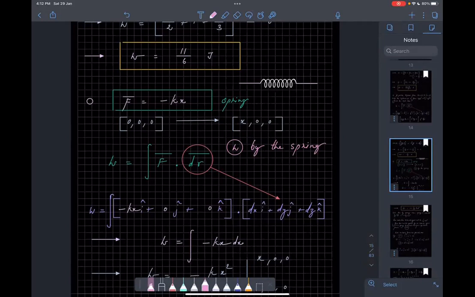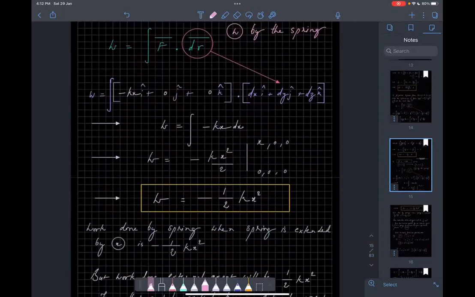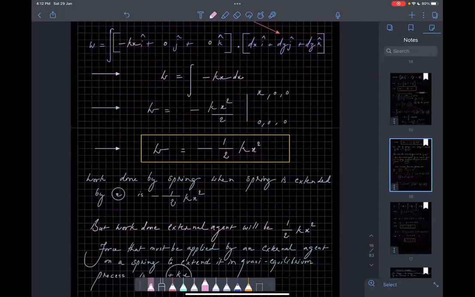Work done by the spring, by gravity, by an external agent, or net work done. Here work done will be minus half kx square. This is the work done by the spring.